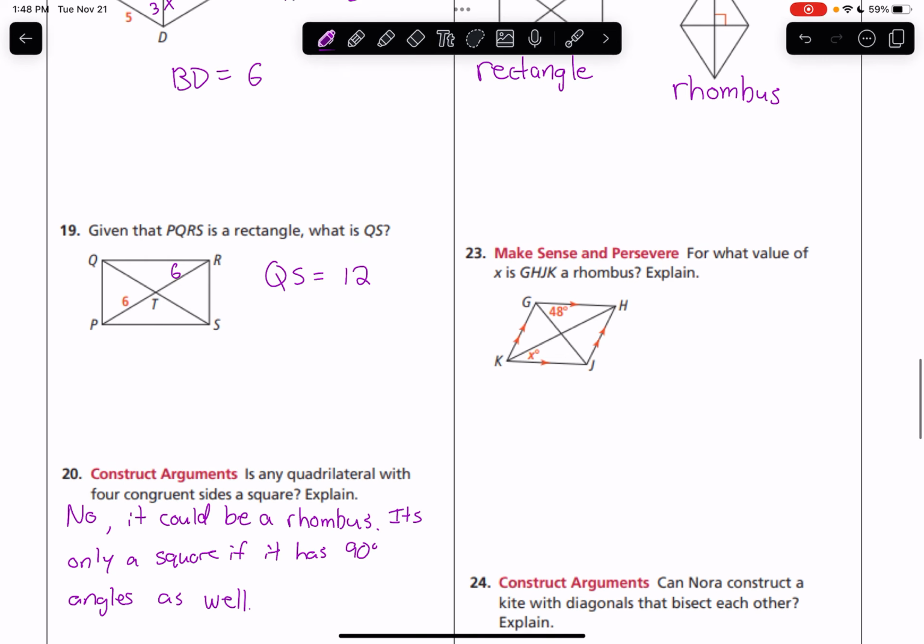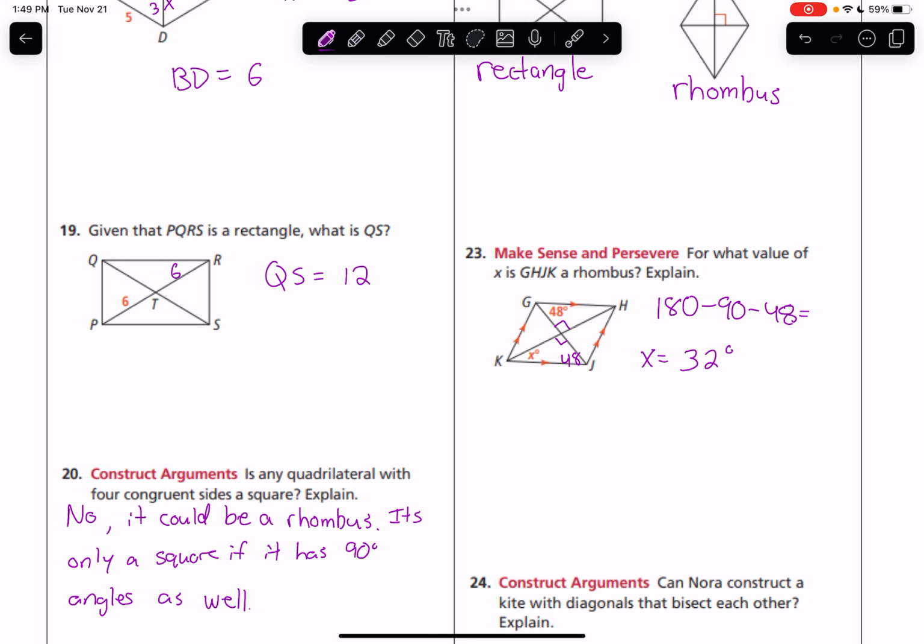Number 23, for what value of x is GHJK a rhombus? Explain. If it's a rhombus, we know the diagonals are perpendicular. 48 is going to, by alternate interior angles, also be the measure of this angle down here, which means that in that triangle given, it's not a 30, 60, 90. It's a right triangle, so I can do 180 minus 90, minus 48, and I can find out that x equals 32 degrees.